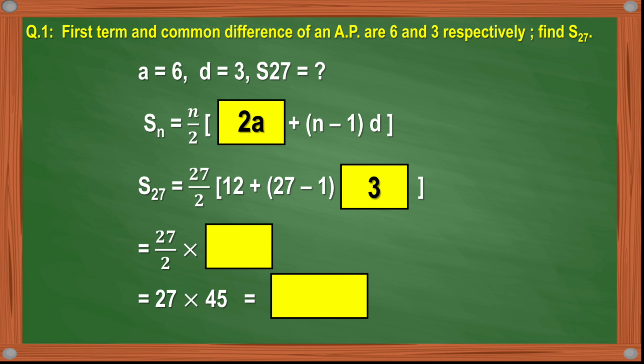Every time, as we have learned, we simplify the bracket first. So we simplify the bracket, which is 12 + (27 - 1) multiplied by 3. After simplifying the bracket, we get 90. 2 and 90 are even numbers which are divisible, so you will get 45. Then 27 multiplied by 45 is 1215. So the sum of 27 terms is 1215. You just have to fill the boxes. You can calculate and see whether the answer is correct or not. Let us see question number 2.